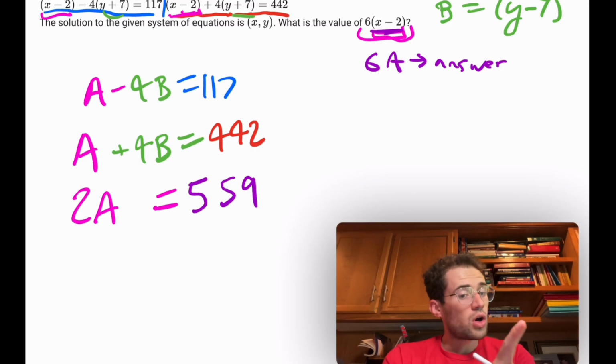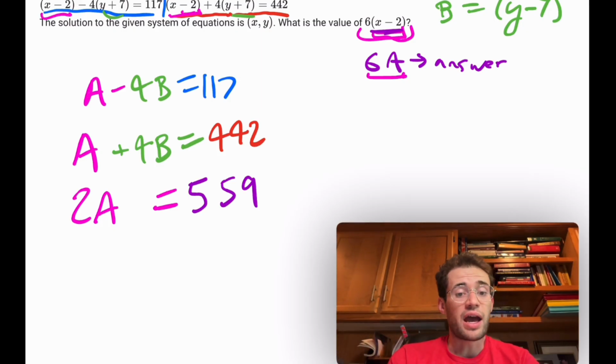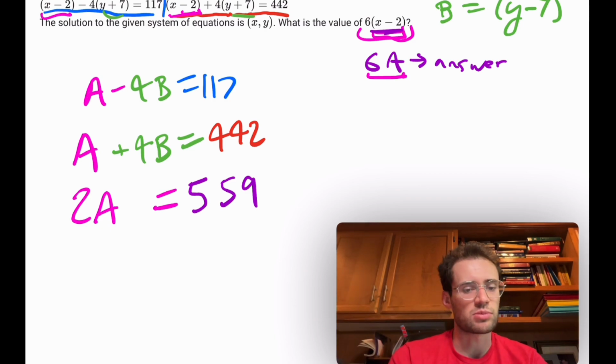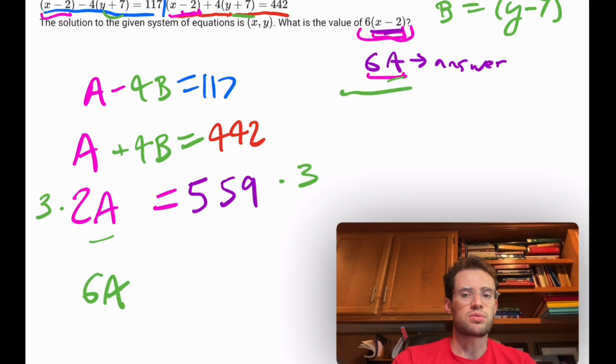And now from here, you could go, okay, I need to find a. I'm going to divide both sides by 2. But remember, we're trying to find 6a, not 1a. So since we already have 2a, and this is an odd number too, so it would give us a decimal. Not that it's a super hard decimal to do. But what do we have to do to 2a to get it to be 6a? Just multiply it by 3. If you multiply the left side of the equation by 3, you've got to multiply the right side by 3. So 3 times 2a gives us 6a. Again, that's what we want.